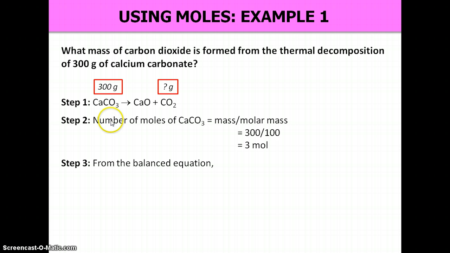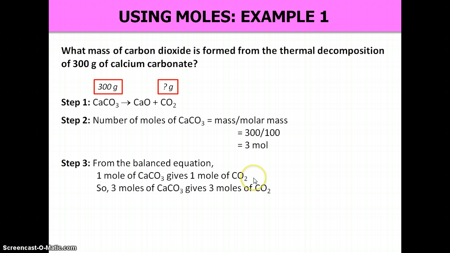Then look at the balanced equation again. 1 mole of calcium carbonate will produce 1 mole of carbon dioxide. Now we physically have 3 moles in this scenario. Our 300 grams is 3 moles. So if 1 mole of calcium carbonate gives 1 mole of carbon dioxide, 3 moles of calcium carbonate gives 3 moles of carbon dioxide. So we're nearly there.